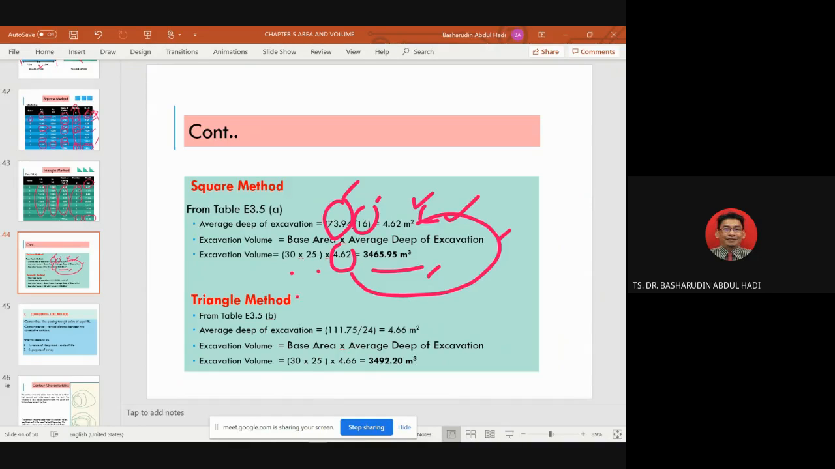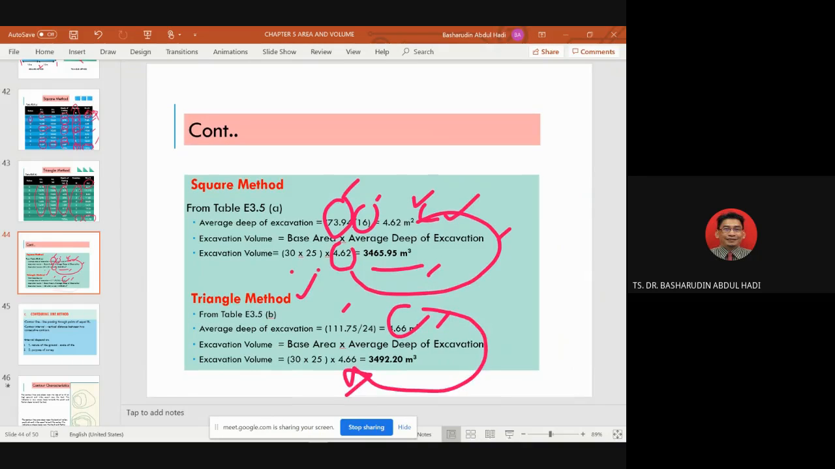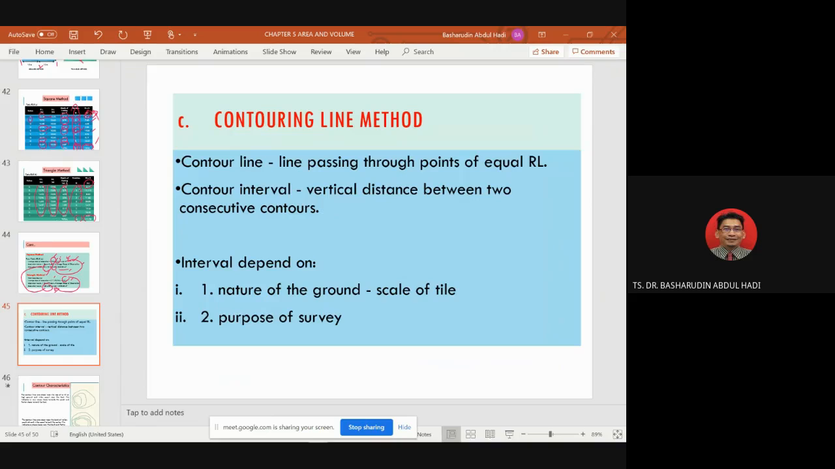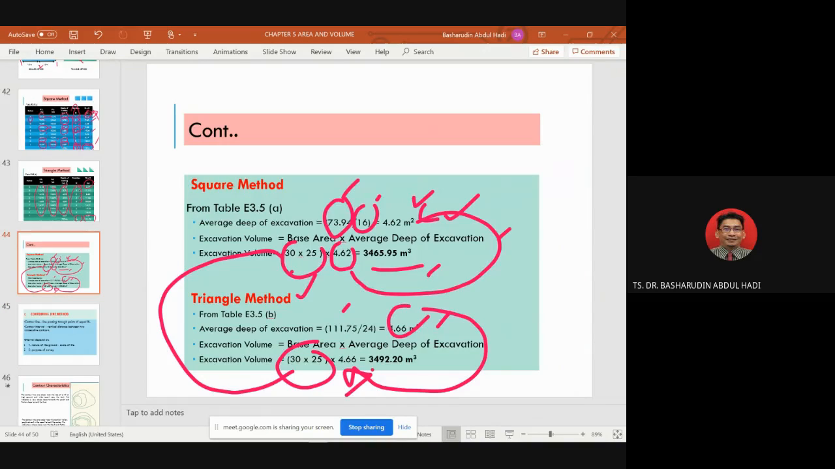And if using triangulation, the same: you have 111.755 divided by 24, you get 4.66 meters. And then you put this value here, with the same base, 30 by 25, the area, you times by 4.66, so you get 3,492.20 cubic meters.